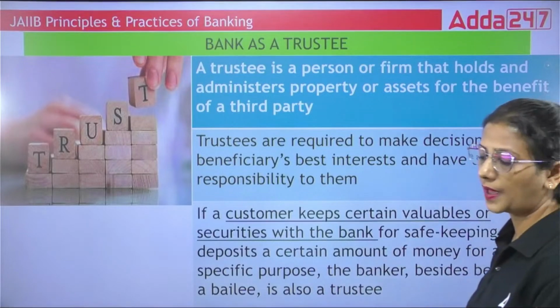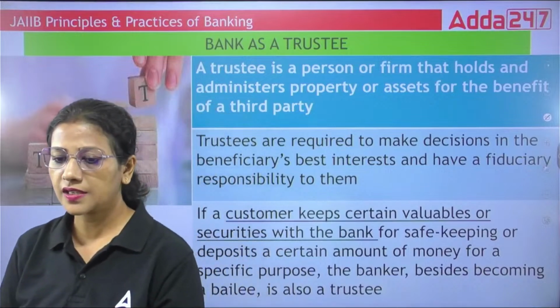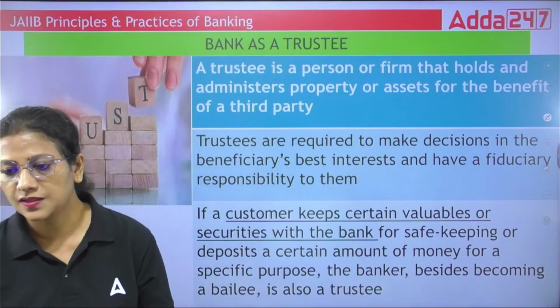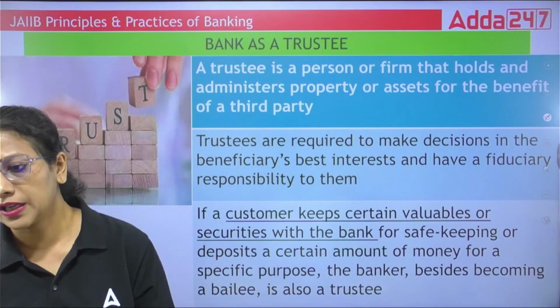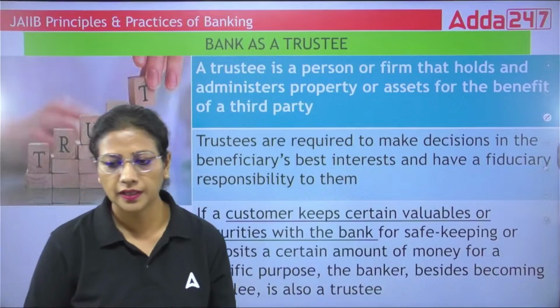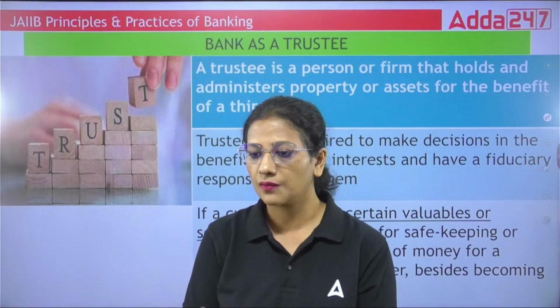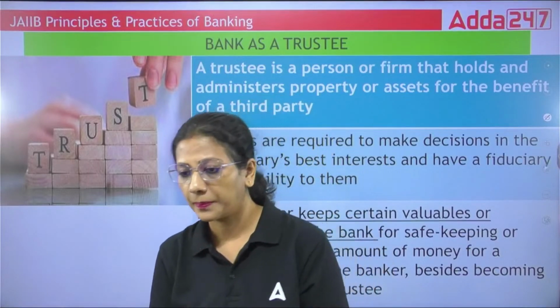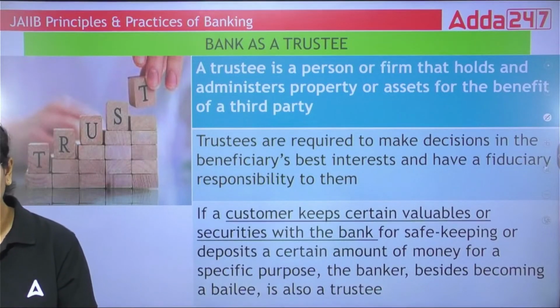Now comes where the bank acts as a trustee. The bank is given the trust of the customer. A trustee is a person or firm that holds and administers the property or asset for the benefit of a third party. So if any trustee has been appointed, then that trustee has the responsibility of looking after that asset. So there is a trust on which it depends. Trustees are required to make decisions in the beneficiary's best interest.